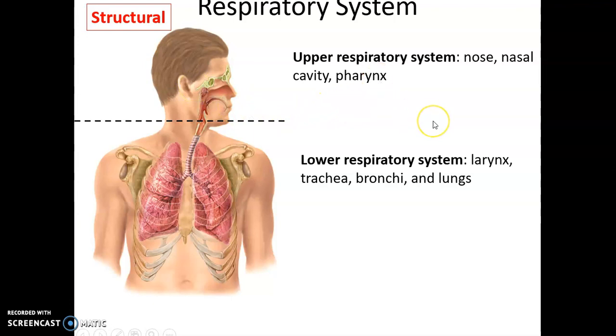Structurally, you have the upper respiratory system. These are the nose, the nasal cavity, the pharynx, basically structures that are easily accessible by anyone. And then the lower respiratory system includes the larynx, the trachea, the bronchi, and of course the lungs.